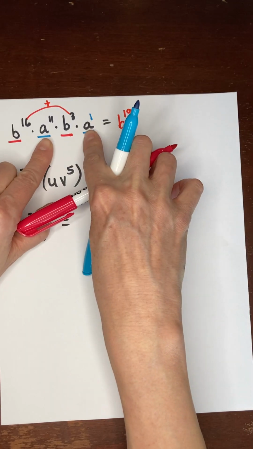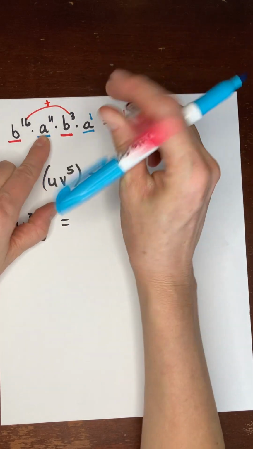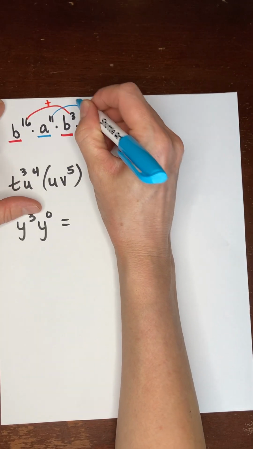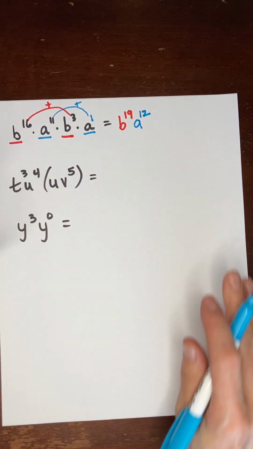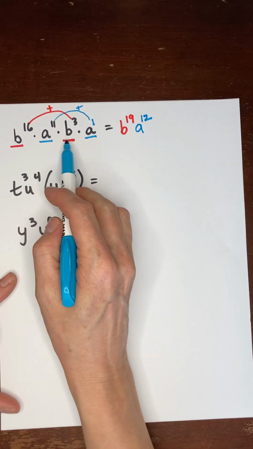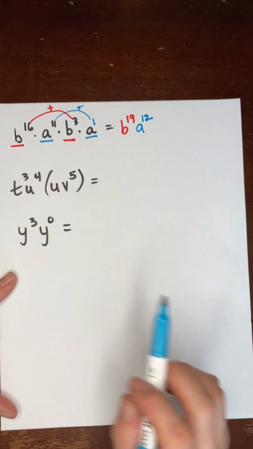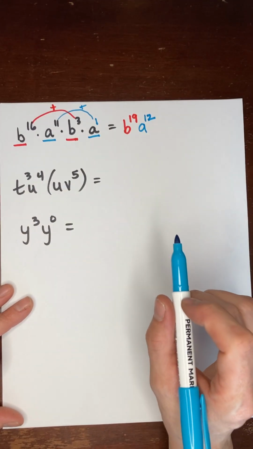And then I have a and a, so 11 plus 1 is 12, so a to the 12th. Remembering that b's are like bases and a's are like bases, we can't combine it any further.